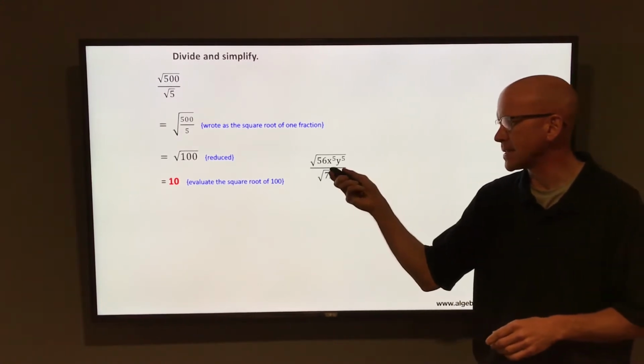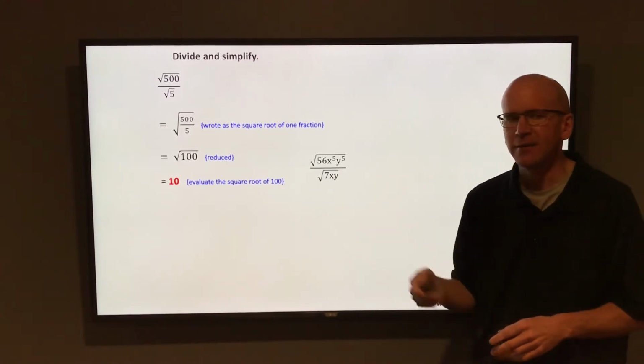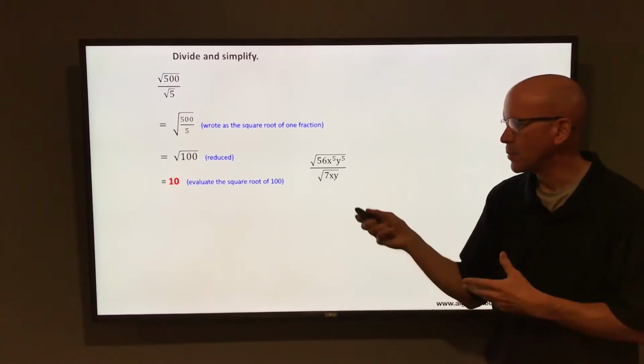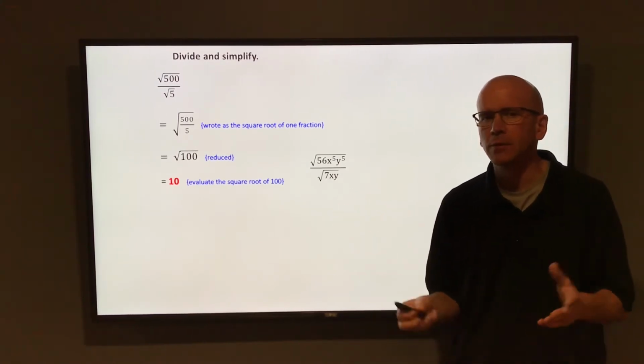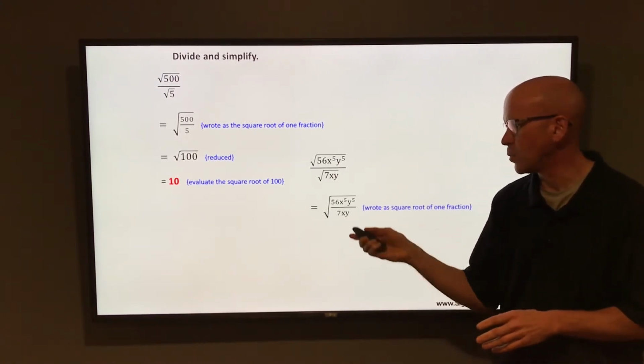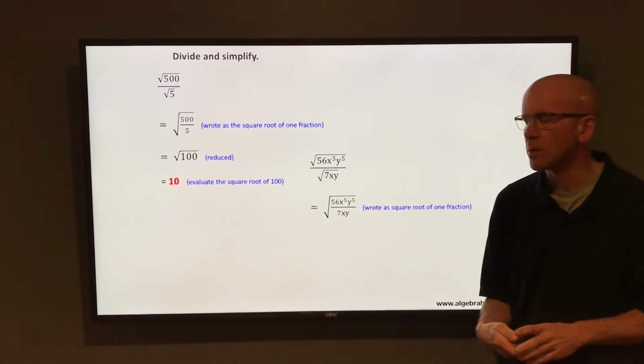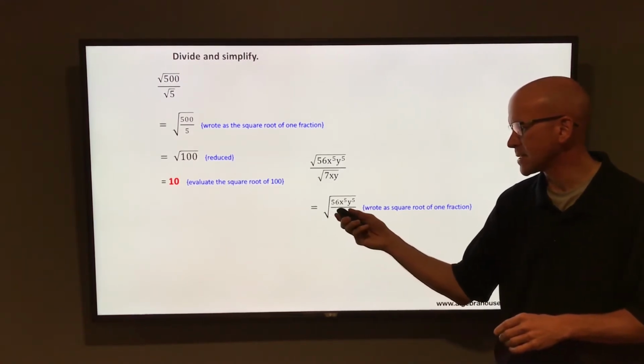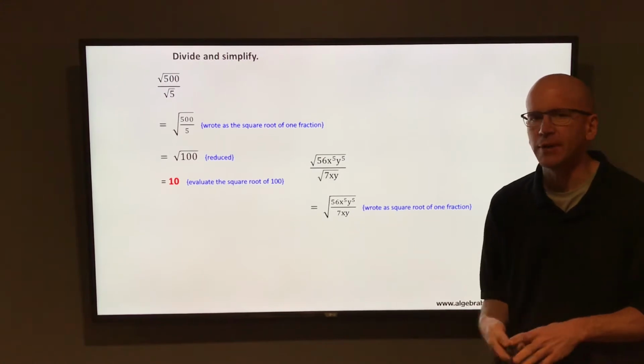Square root of 56x to the fifth, y to the fifth, divided by the square root of 7xy. Now once again, you're dividing with the same root. The root is the same, so write those as one single fraction under the same square root sign. So be the square root of 56x to the fifth, y to the fifth, over 7xy.